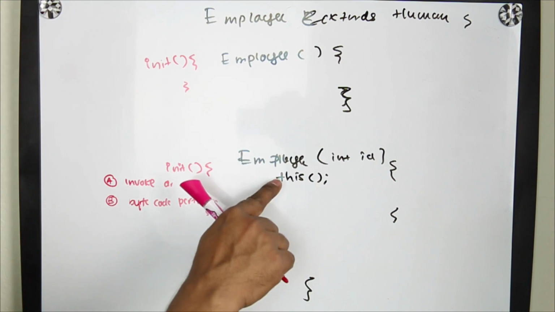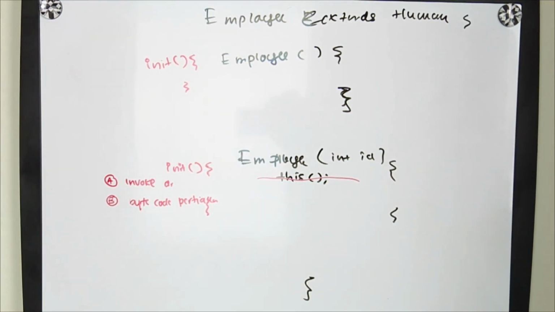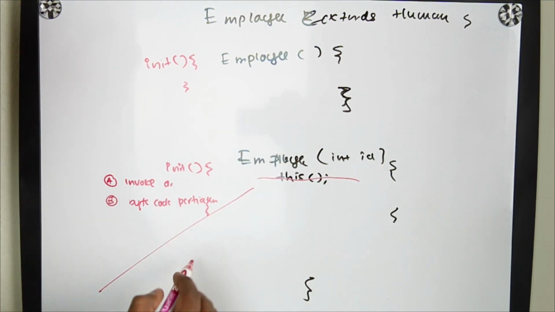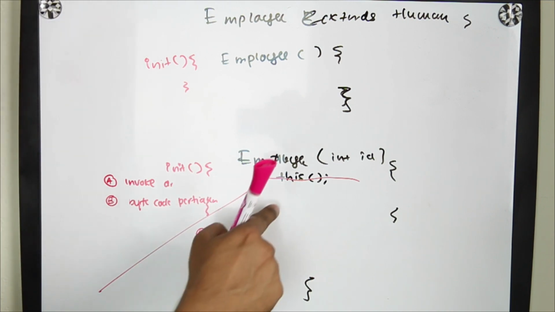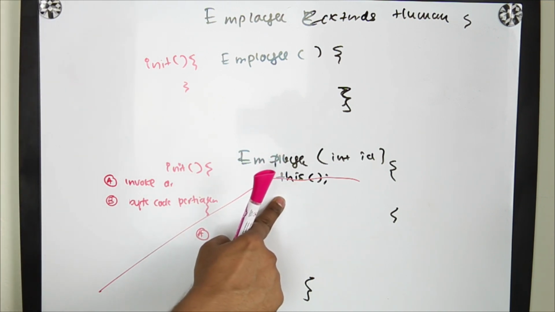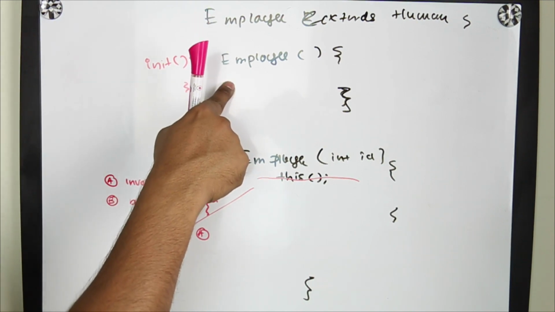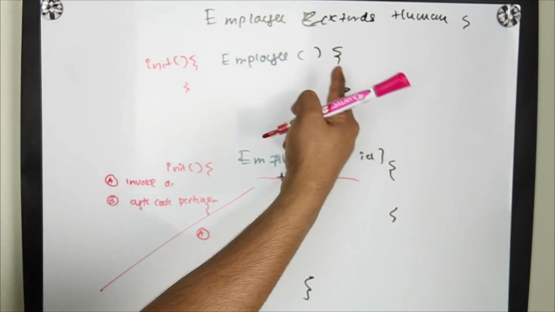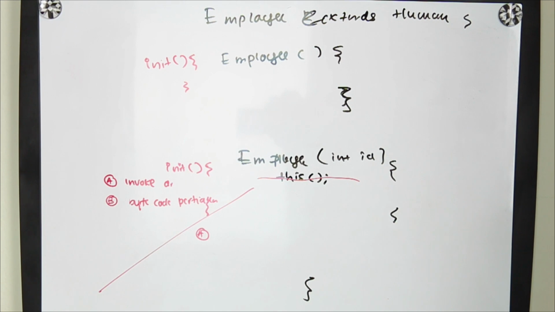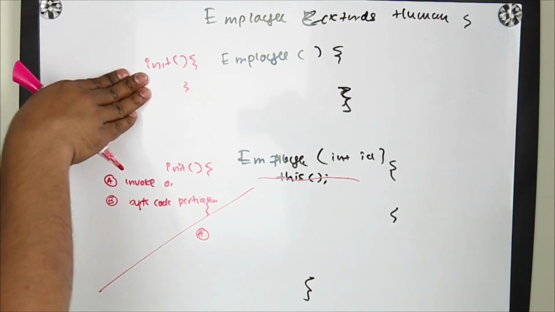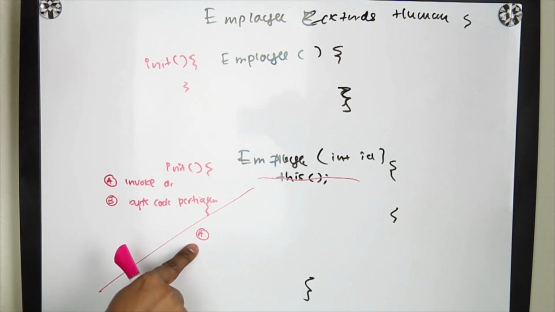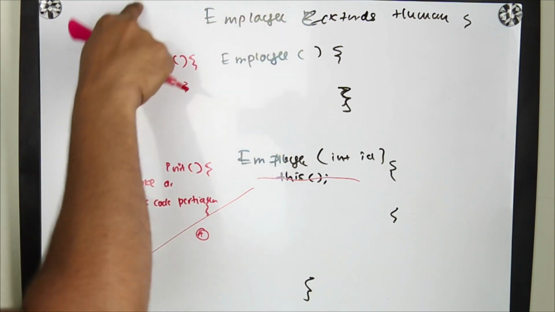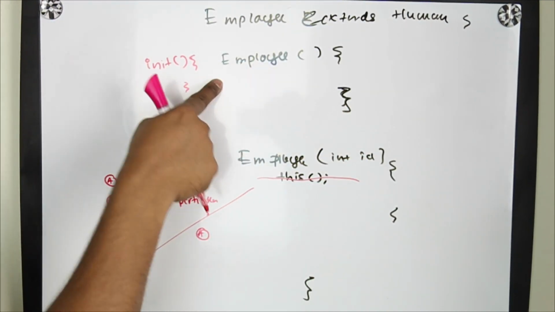But just assume you are not specifying the this keyword. In such a case, this init method has code to invoke, not this one, there is no point of invoking this one, but it has code to invoke the parent class default constructor's init method. Again, this init method is not something created by you, it's created by the compiler. It has code to invoke the parent class of this Employee class, which in this case is Human, the default constructor's init method.